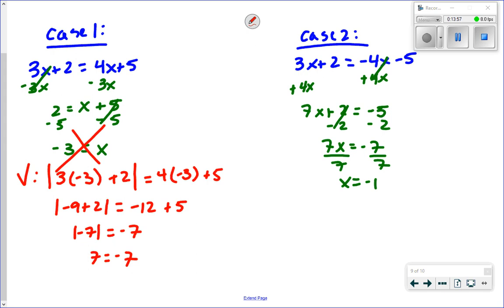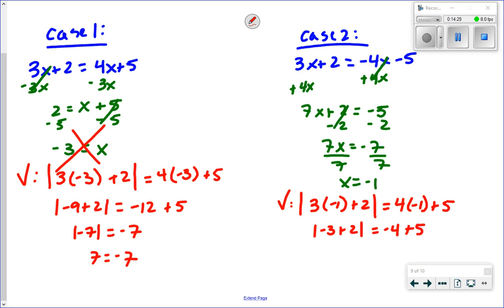Okay, now I need to do the check step for the other case. So again, this is going in the original problem. So I've got absolute value of 3 times negative 1 plus 2 equals 4 times negative 1 plus 5. So notice I did not use the negative signs on the right-hand side like in case 2. I went back to the original problem. Okay, 3 times negative 1 is negative 3, plus 2, equals 4 times negative 1 is negative 4. Bring down plus 5.